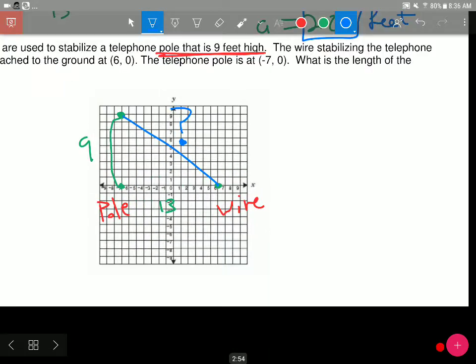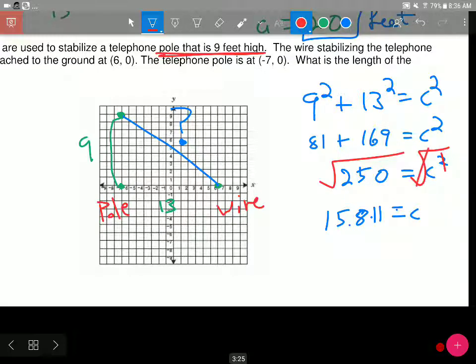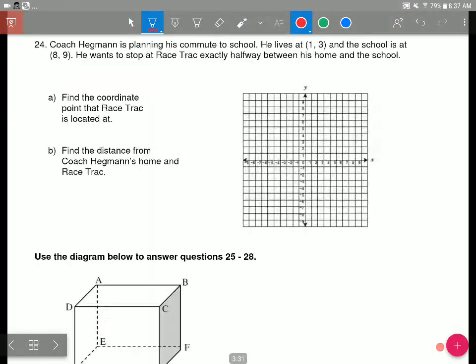So here we go. Same as before. A squared plus b squared equals c squared. So that's 9 squared plus 13 squared equals c squared. Well, that's 81 plus 169 equals c squared. 81 plus 169 is 250, which is almost 16. So that's going to be like 15.8 or 9. 15.811. Once we take our square root, remember, that cancels out the squared. And there's your answer.